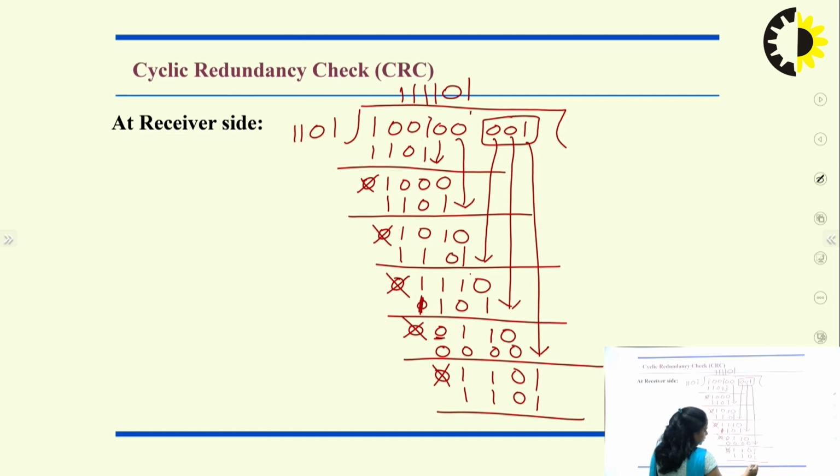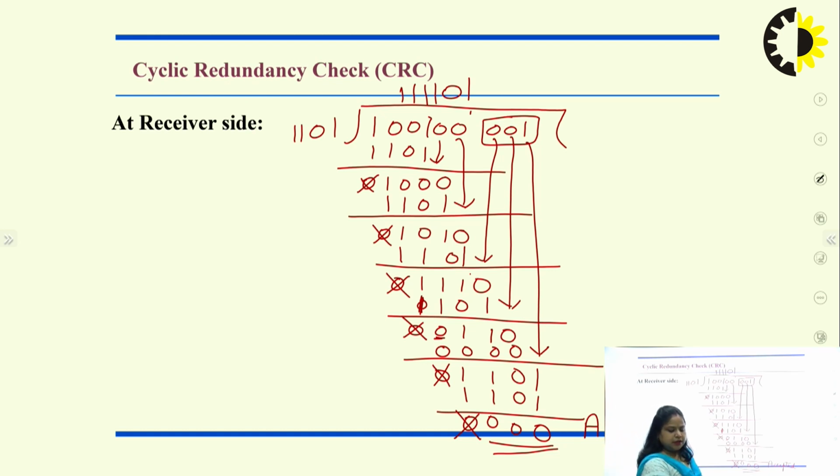Now you can check 0, 0, 0 and 0. N minus 1 bits, that comes out to be 3 zeros. N minus 1 zeros. And all the bits are zeros. It means the data is to be accepted. Otherwise, the data is to be rejected. This is the way how we are going to talk about the CRC method.